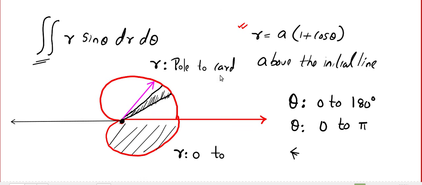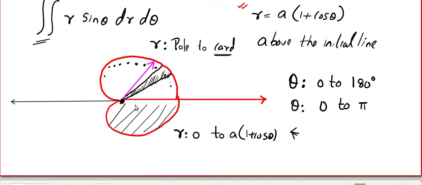And when we reach the cardioid, R value will be a into 1 plus cos theta. Okay, so everywhere we are moving from pole to cardioid. Now look at this. This means all the points in the cardioid will be captured, because I am sweeping from 0 to pi. At the same time, I am covering every point. Okay, that's it. Now it's time to integrate.